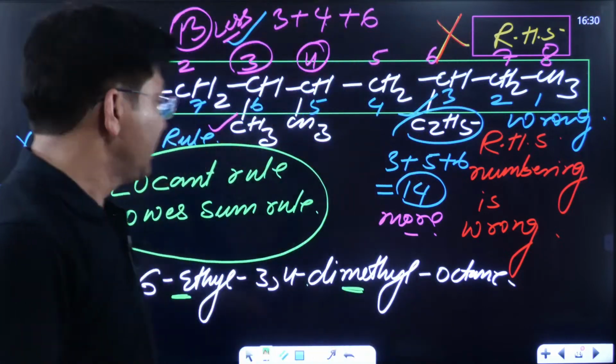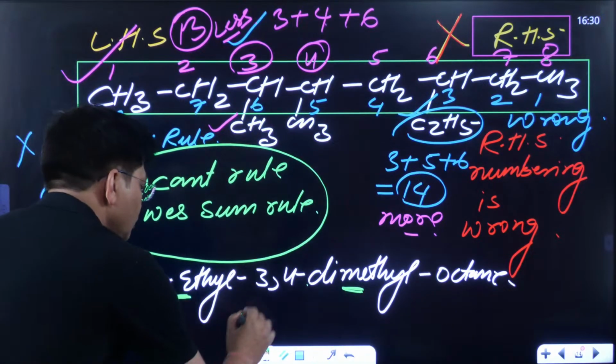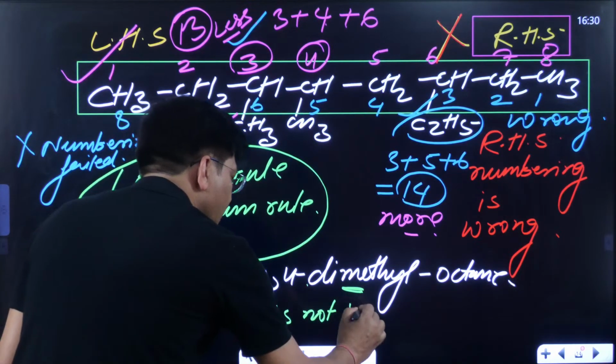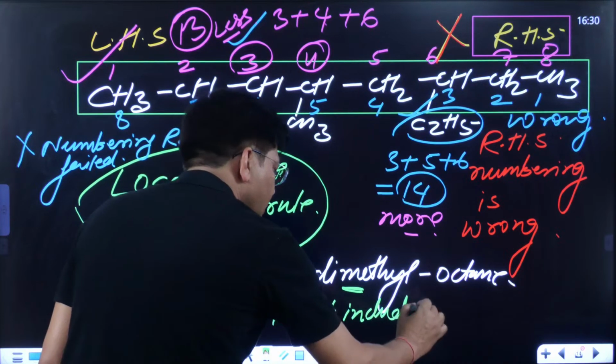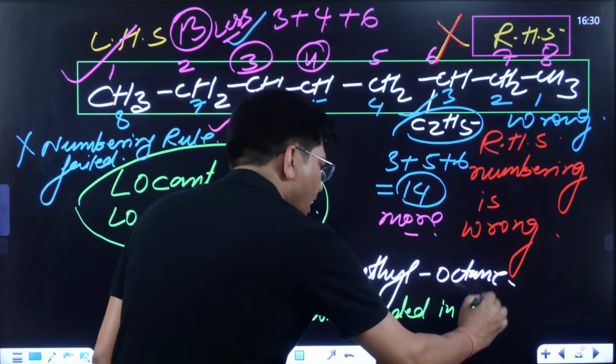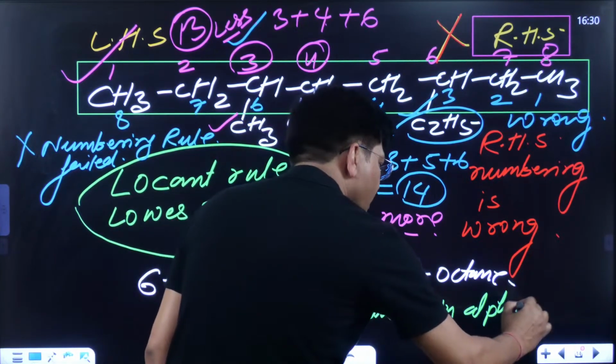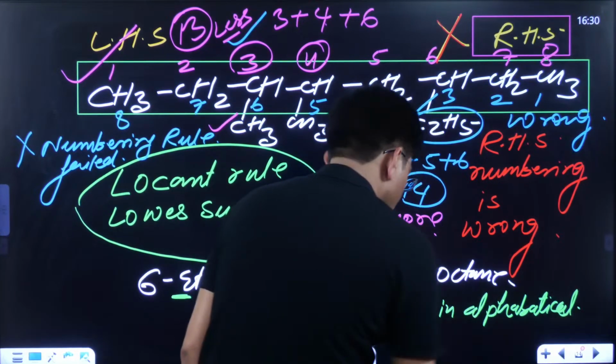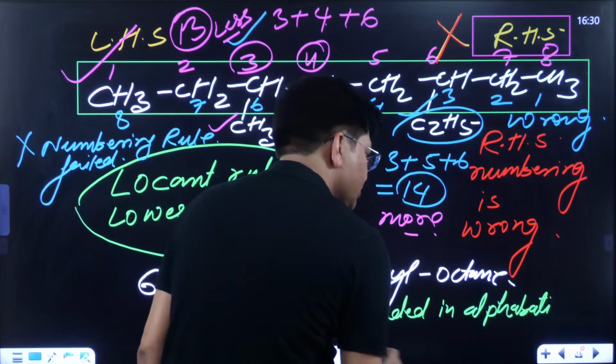Samyukta. So everyone is getting it, and di is not included in alphabetical order, not included in alphabetical order. I hope this is clear to each and everyone.